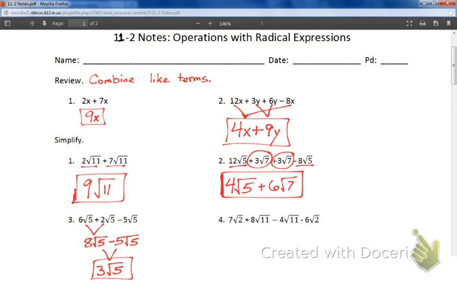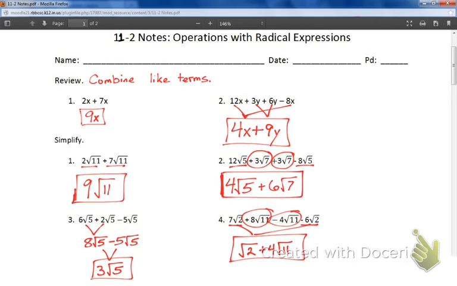Number 4. 7 root 2 minus 6 root 2 is 1 root 2. Do you have to write that 1 there? No. So you could just say root 2. 1 root 2 is just root 2. And then 8 root 11 minus 4 root 11 is a positive 4 root 11. And again, we're done simply because none of the radicals can be simplified. These were all already simplified radicals: root 11, root 2, root 5, root 7. Okay, so pretty simple so far.